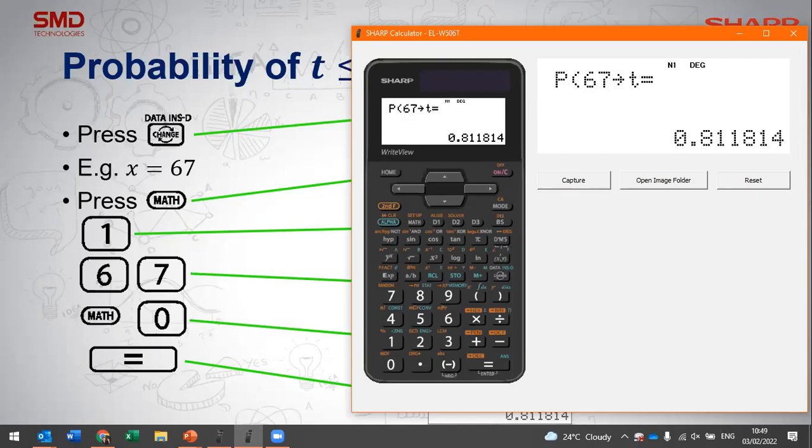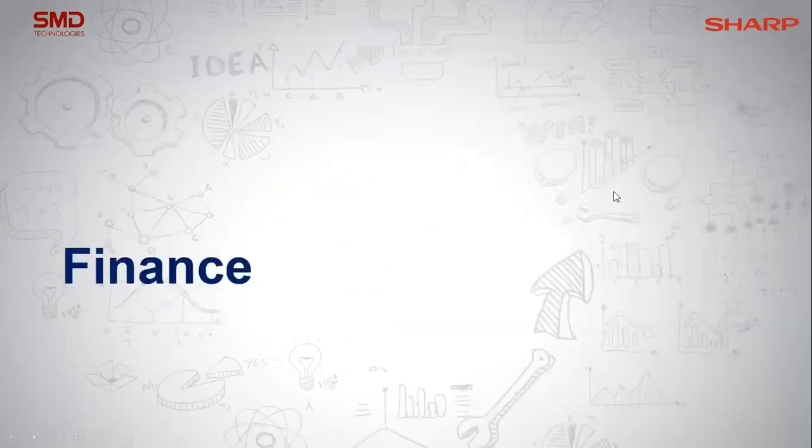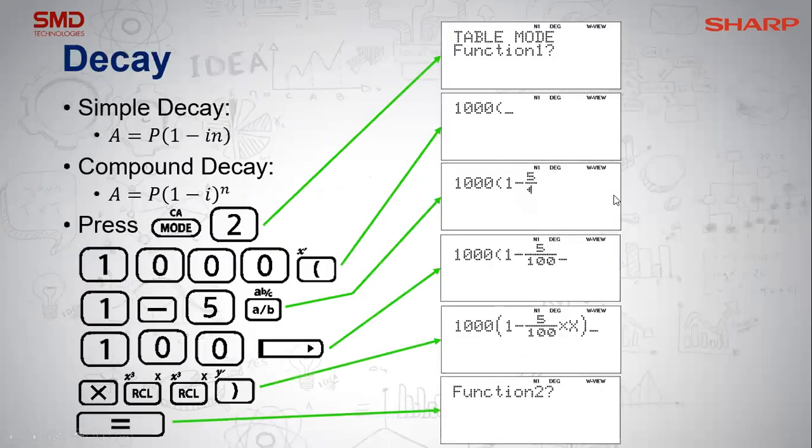So that's T values and all of the fun things that go with it as well. So let's talk finance. Any questions with probability and statistics? We're all good and happy.